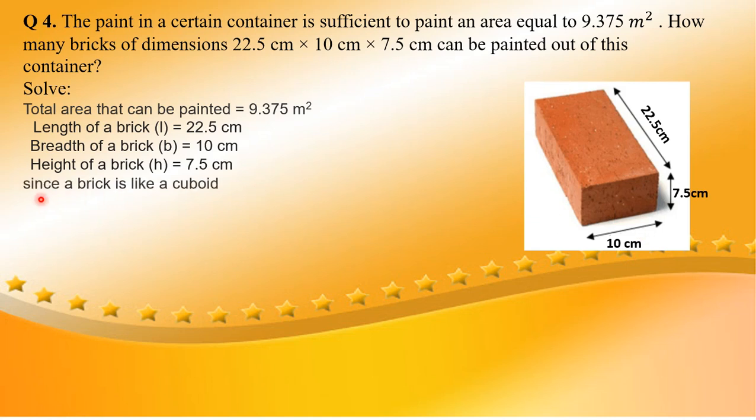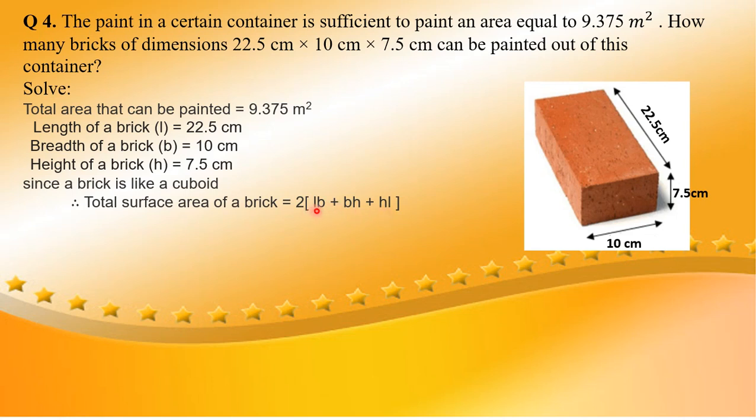Now, as we know the brick is the shape of a cuboid, and we have to paint the brick, that means all 6 faces we have to paint, correct? So when we have to paint all 6 faces, we have to find the total surface area. So the total surface area of the brick is the total surface area of a cuboid, and the formula is twice of LB plus BH plus HL.